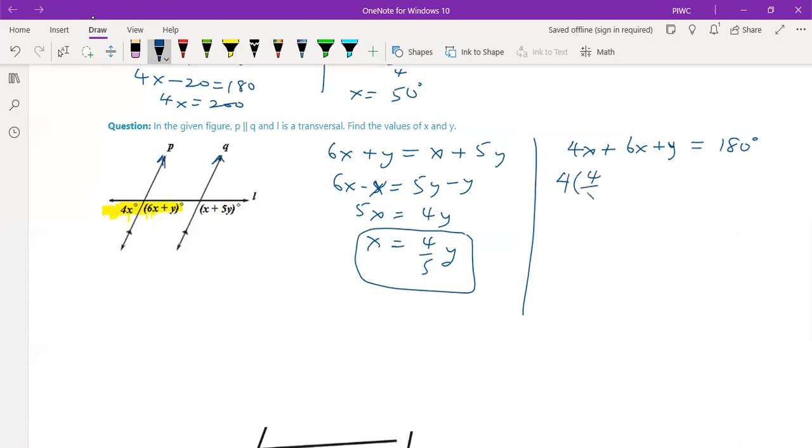Four times 4/5y plus 6 times 4/5y plus y is equal to 180 degrees. I could have made my life easier by just solving for y here and replacing that here. I think that would have been the easiest approach. Okay, so maybe let's just do it that way.